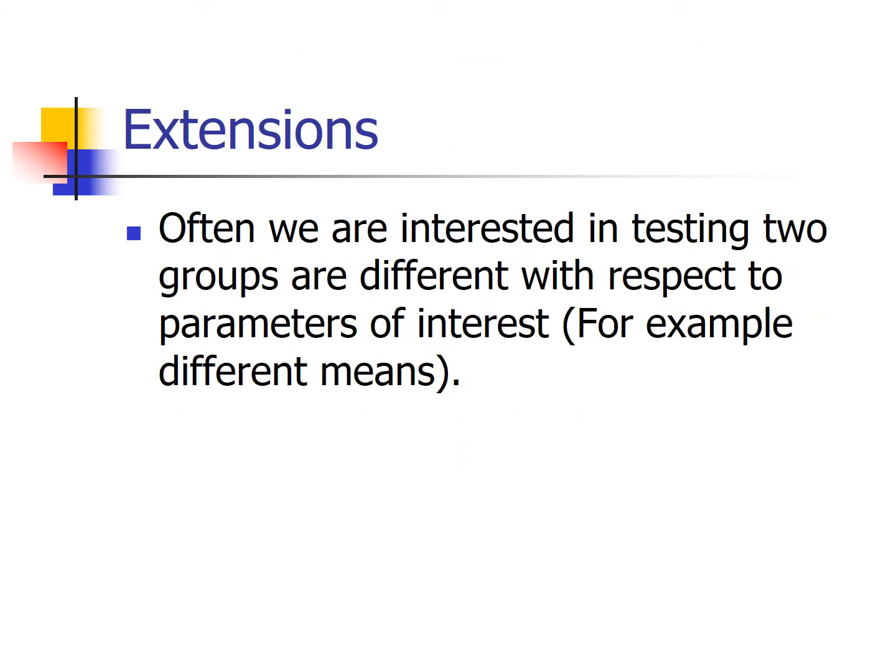And we're going to move on to some of the extensions. So we talked a lot about what we might think of as univariate inference on a single sample. But often we're interested instead in inference on two samples. That is, we're interested in testing whether or not two groups are different with respect to some parameter of interest, typically with respect to their means. That is, maybe two groups have different population means.